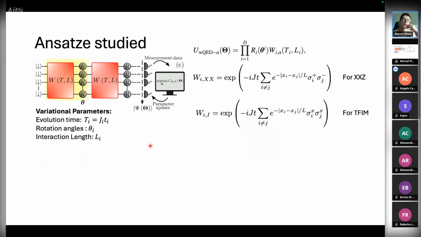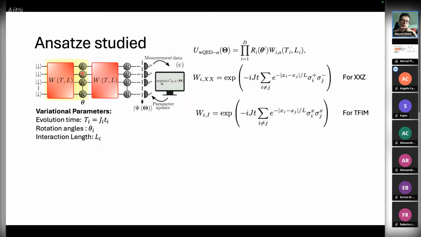Okay, the ansatz that they study, the one that you can implement on the analog quantum simulator, is this one. They're going to use these kinds of Hamiltonians. You have these gates W, this is the layer. They have these gates W that depend on T and L. T is just the evolution time under one of their Hamiltonians. They're going to use the XX Hamiltonian for the XXZ model, and the Ising-like Hamiltonian for the transverse field Ising model. And in their layer, they also put single qubit rotations.